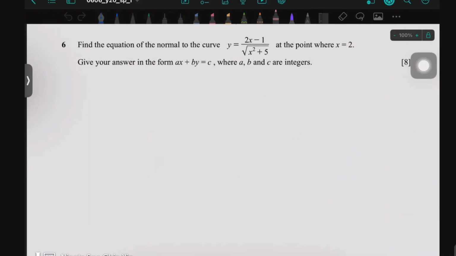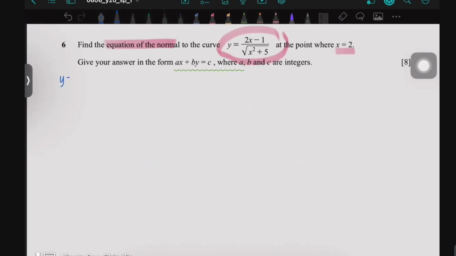Equation of normal. Okay, let's look at the next one, equation of normal. Find the equation of normal, using this curve at the point x equals to 2. Same thing, they want you to give the answer in a different form. First of all, what is the step for equation of normal? A lot of people tell me, dy dx. No, you must know what equation of normal they want.